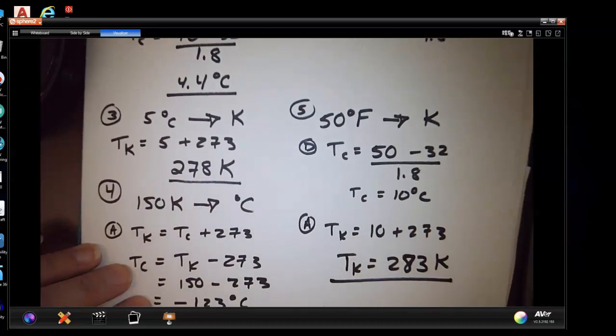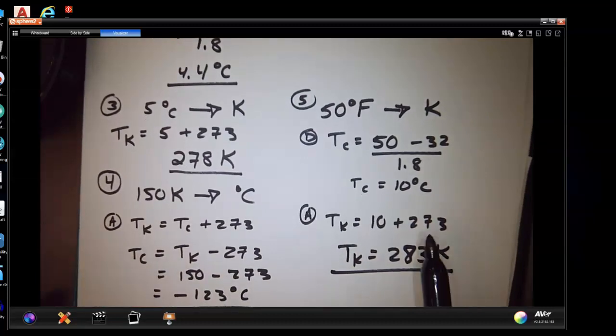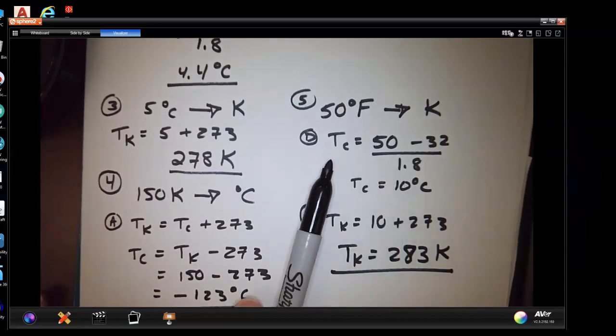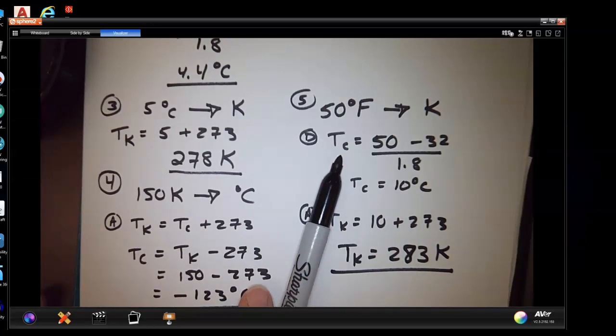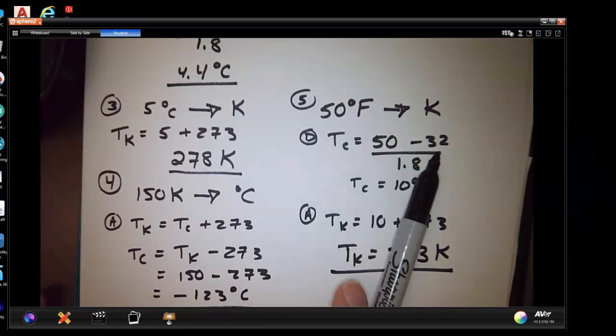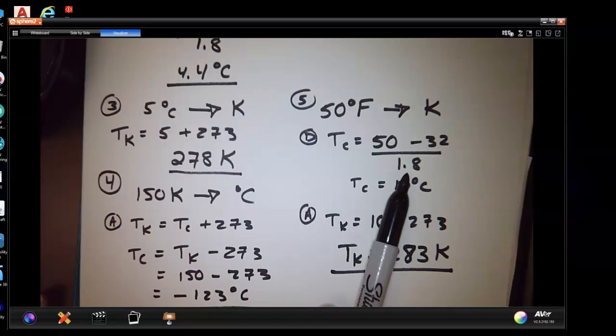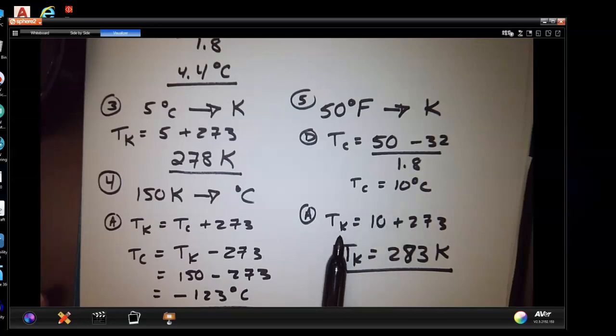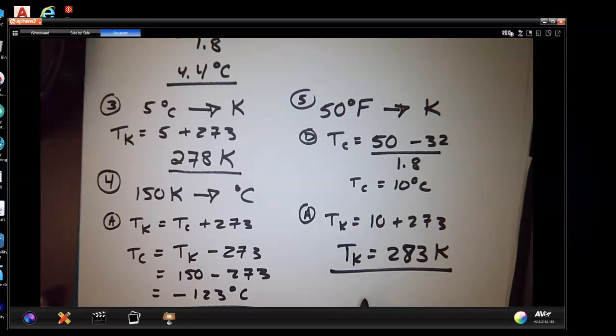And there you go. Sorry, I realized I was off the screen. So just in case you missed it, I did temperature Celsius is equal to 50 minus 32 divided by 1.8. And I found that that was equal to 10 degrees Celsius. And then I put that in the formula A, which says 10 plus 273 gives us Kelvin. So degrees Celsius gives us Kelvin. And the answer was 283 K.